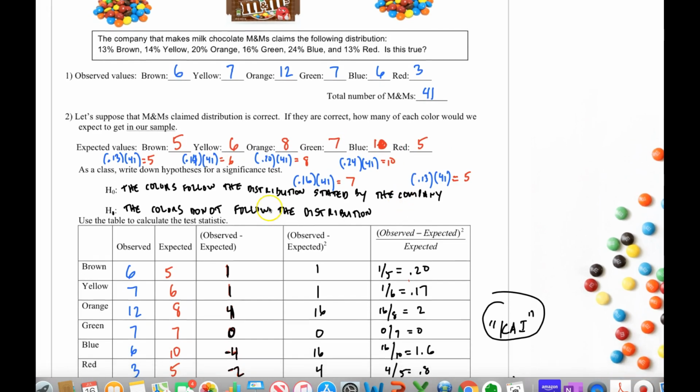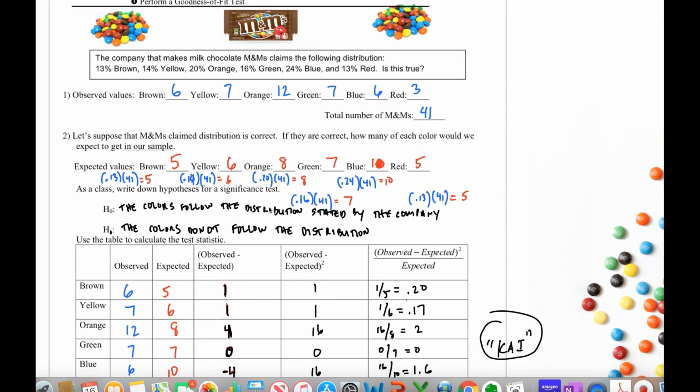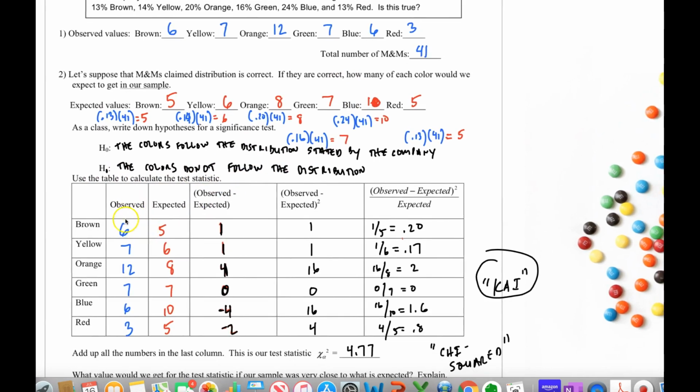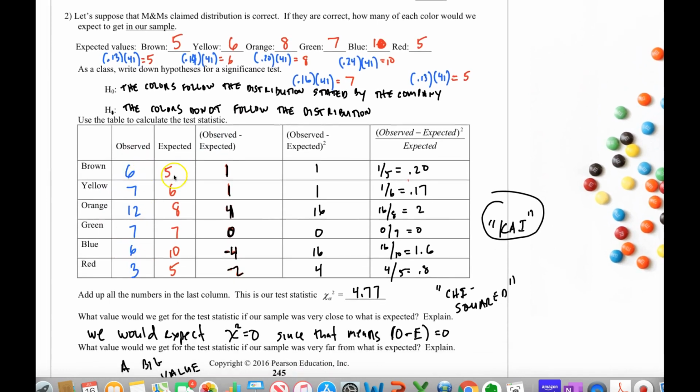The hypothesis test we're running, called a goodness of fit test, is to check to see if the colors follow the distribution stated by the company, and the alternative is that the colors do not follow the distribution. So they either do or don't. You have these observed and expected values, and you want to see how close they are. That's actually called the residual, which we learned in chapter 4, I think, or in regression. You see how close the observed was to the predicted. So not that bad, actually. It looks like maybe. Well, we'll see.